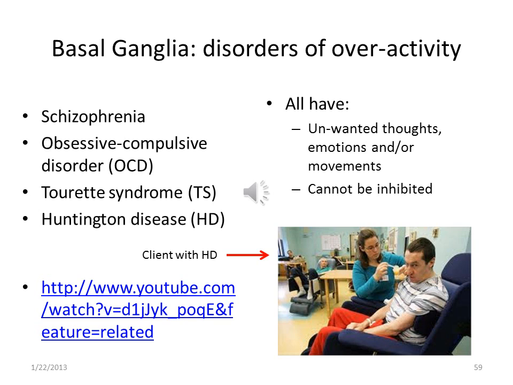If you click the link, you can see somebody who has Huntington's disease, and that's also what's shown in the picture on the right side of the screen. All these people have unwanted thoughts, emotions, or movements, depending on which of the diseases they have, that cannot be inhibited.